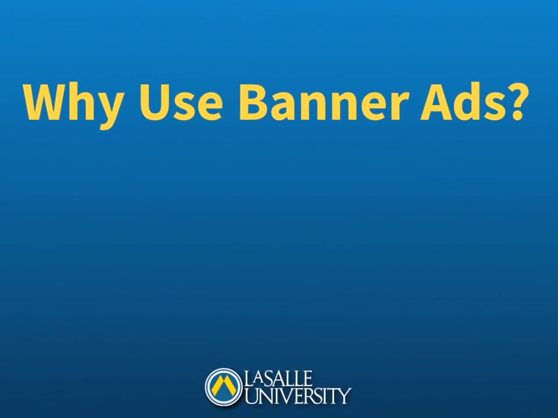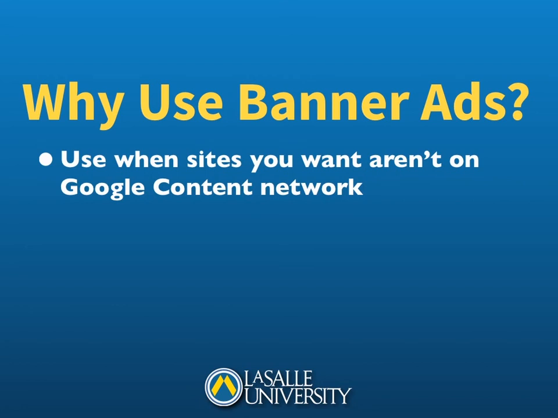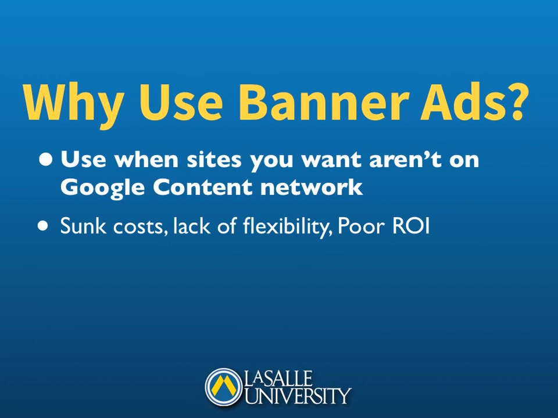So why would you use banner ads? The first, like I said, is when sites that you want to advertise to aren't on the Google Content Network. A con is that there's a sunk cost, there's a lack of flexibility, and it has a poor return on investment. That means that if you say, I want to spend $10,000 on a NewYorkTimes.com ad, and it's not really working, well, you've just given $10,000 to the New York Times, and you can't pull out. So there's a concern there in terms of return on investment. It becomes what we call a sunk cost.